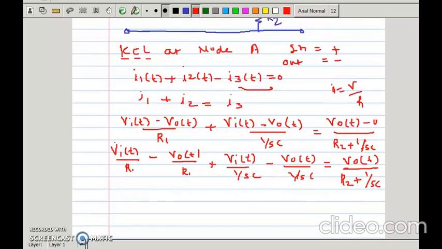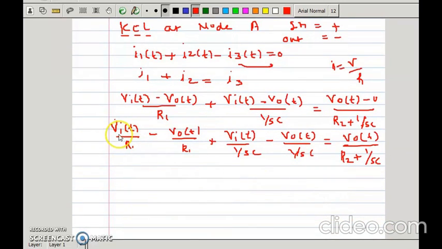Okay, let's take Vi common. So which are the Vi terms? This is the Vi term, and this is the Vi term. Let's put Vi(t) common here. Inside we have 1/R1 plus 1/SC.